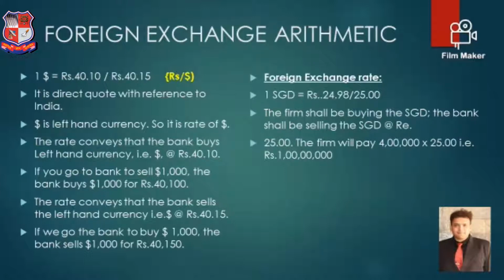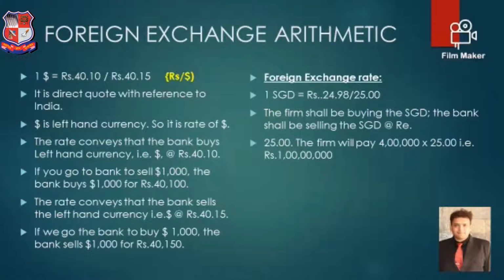But in denomination, or if you want to write it in currency form, the home currency is written as rupees per dollar. So the dollar is known as the foreign currency and the rupee is considered as the home currency, or you can say the domestic currency. And when we write in terms of numbers, the right hand side currency is considered as the home currency and the left hand side currency is considered as the foreign currency.